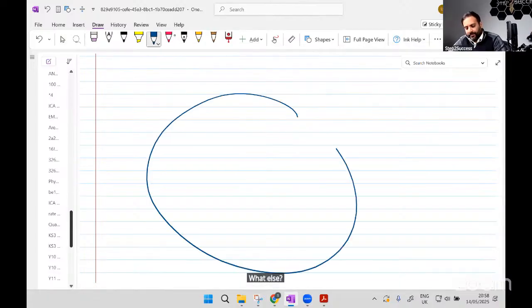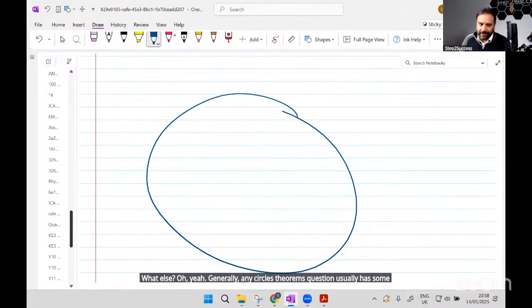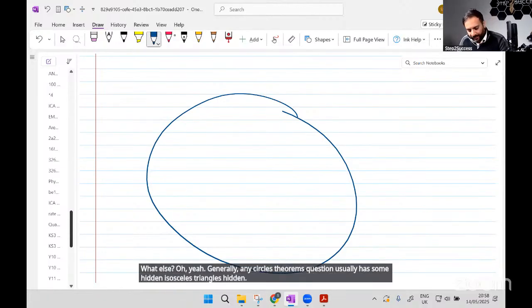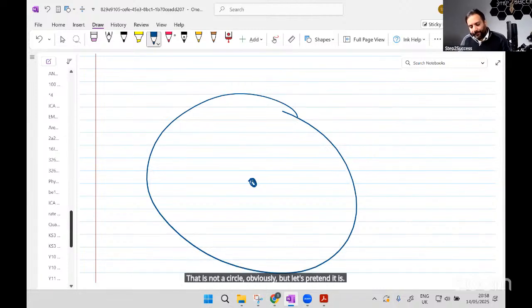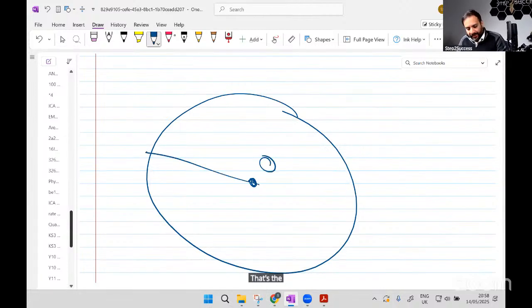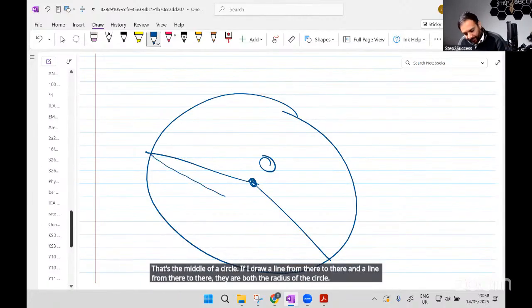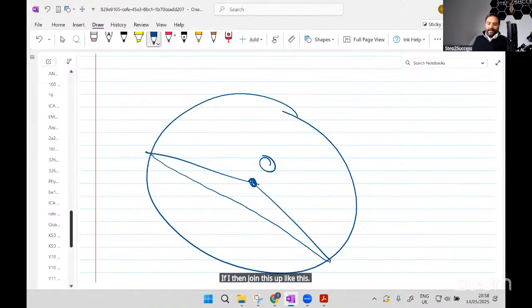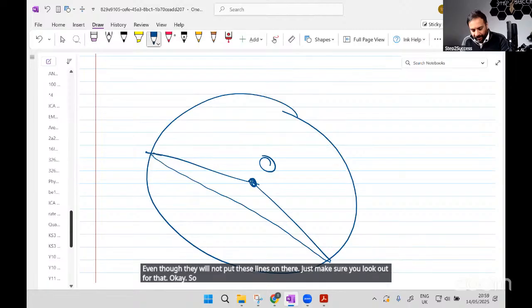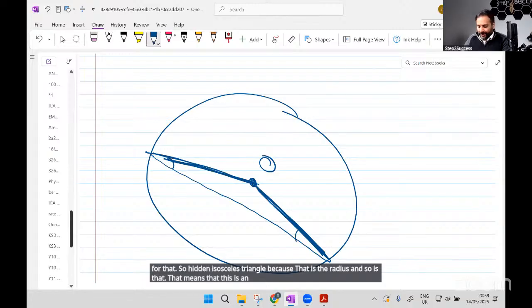Oh yeah. Generally, any circle theorems question usually has some hidden isosceles triangles. That's not a circle, obviously, but let's pretend it is. That's the middle of the circle. If I draw a line from there to there and a line from there to there, they are both the radius of the circle. If I then join this up like this, I have made an isosceles triangle, even though they will not put these lines on there. Just make sure you look out for that, okay? So hidden isosceles triangle because that is the radius and so is that. That means that this is an isosceles triangle, so the two angles at the bottom are the same.